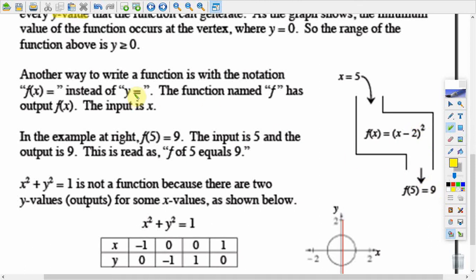But instead of just writing y equals, we're going to write f of x equals. In this example, f of 5 equals 9. The input is 5 and the output is 9. And we read it as f of 5 equals 9.